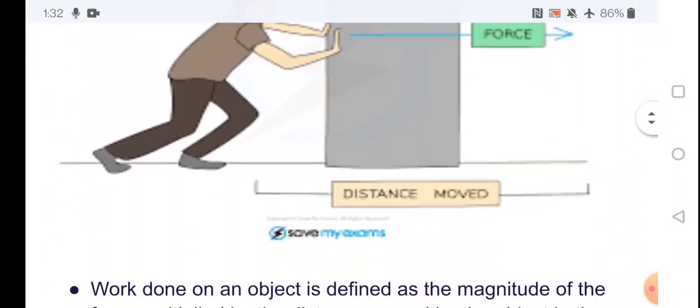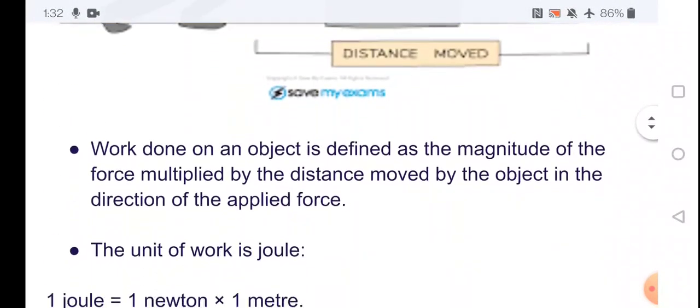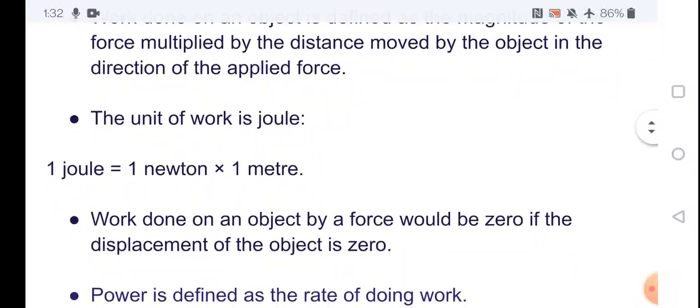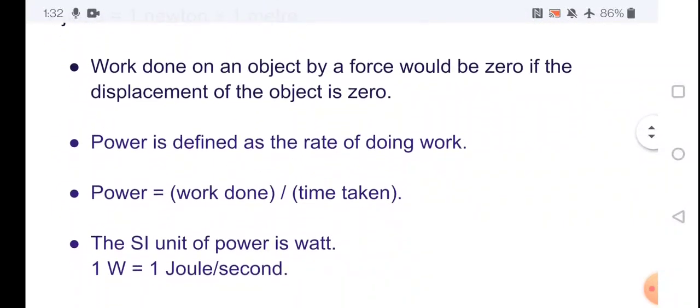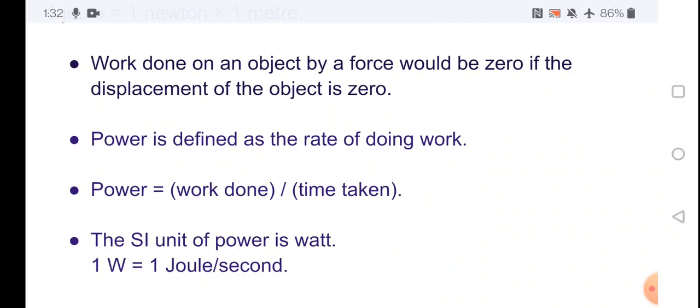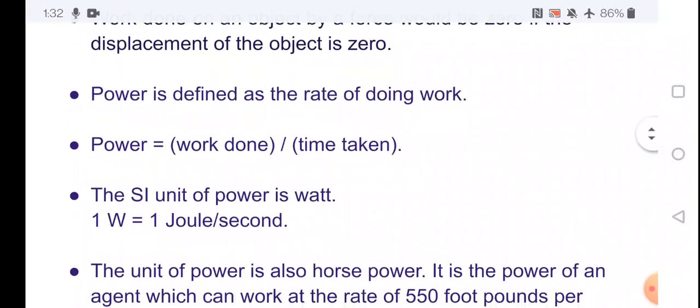So what do you mean by work done? If an object displaces its position, then we say work is done. Unit of work is joule. Next, the rate of doing work is called power. Unit of power is watt.